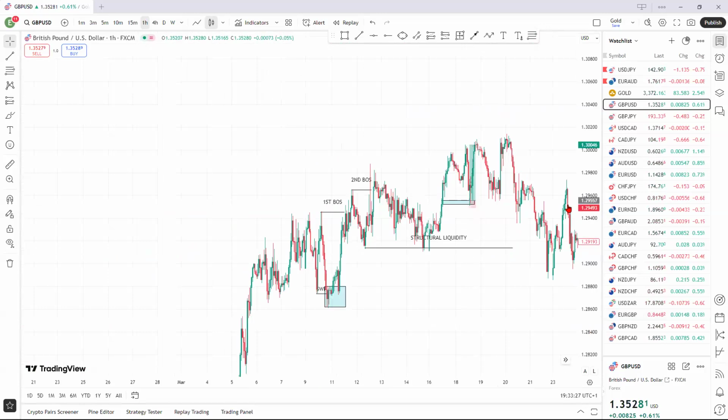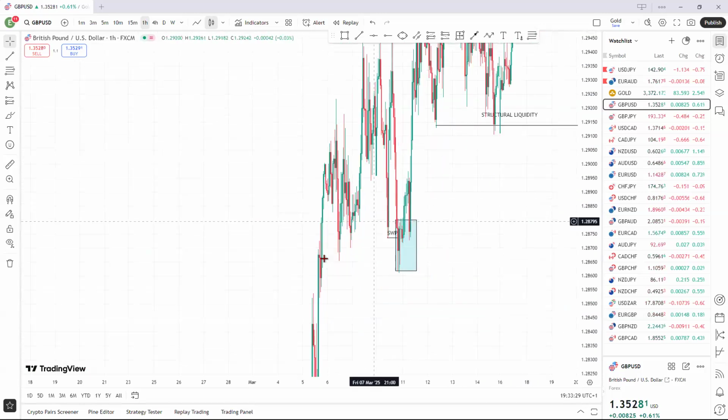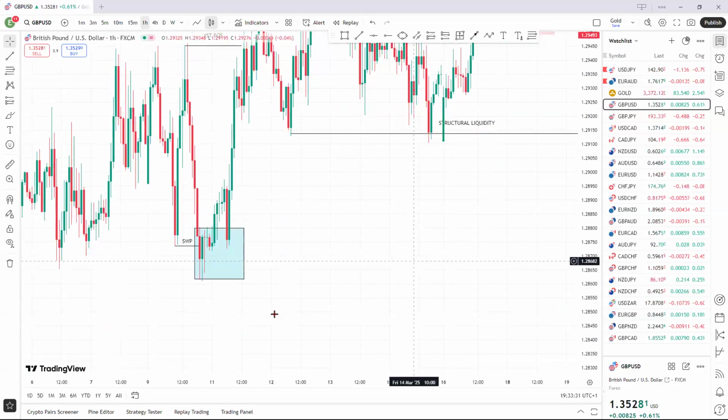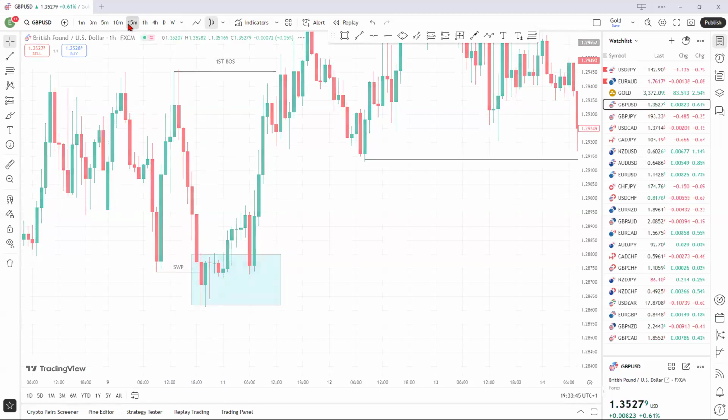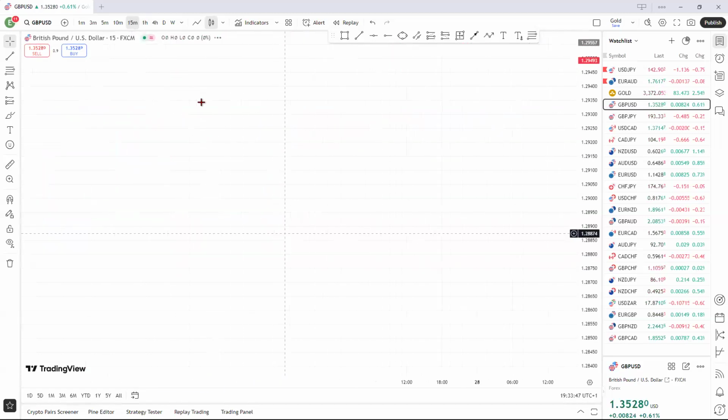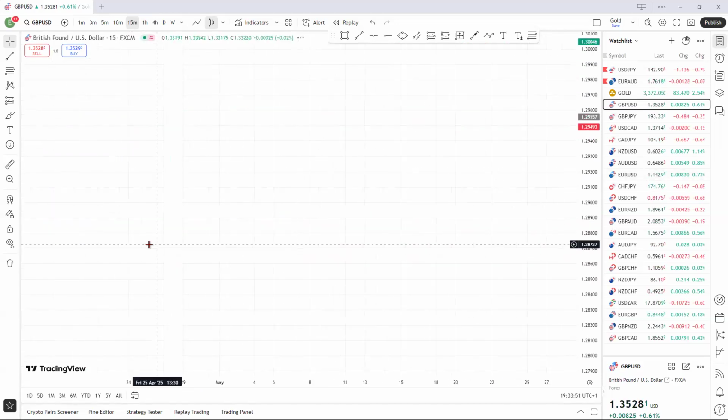Let me zoom in. So this candle here, this red one, is what we are considering as our demand zone. But this candle is too big. Our stop loss is going to be too large. So I go down to my 15 minutes time frame to look for that same candle, to look for the demand zone inside that demand zone.